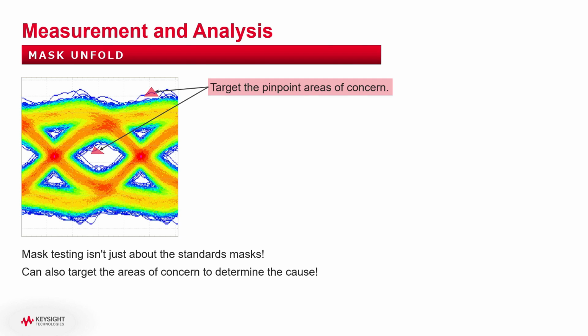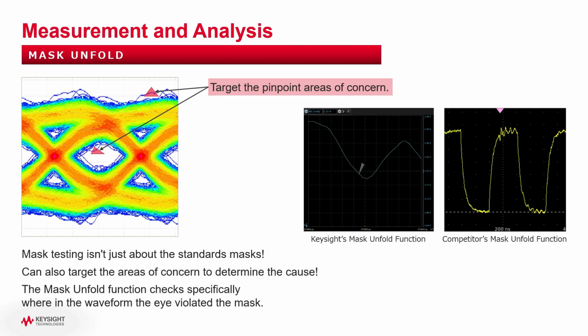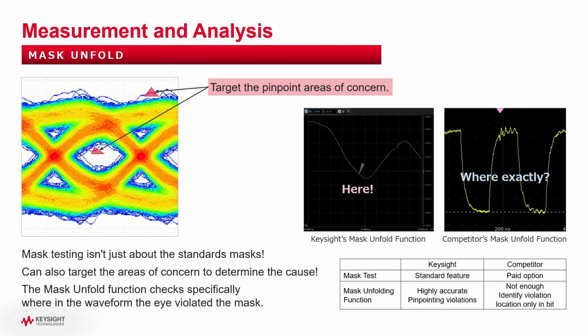The mask unfold function checks where in the waveform the eye violated the mask. This feature is available in both Keysight and competitor, but Keysight leaves the mask, revealing specifically where and how the waveform has violated the mask. Competitor's oscilloscope shows only a pink indicator to say which bit has violated the mask. This is insufficient, because in many cases you cannot understand where exactly and how is wrong with the waveform. This is the main reason why competitor's oscilloscope cannot find out the cause of their problem. Competitor's mask unfold function is a paid option but insufficient. Keysight's mask unfold function is a standard feature but highly accurate.